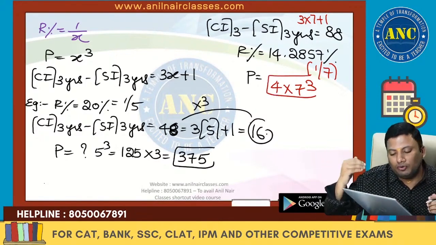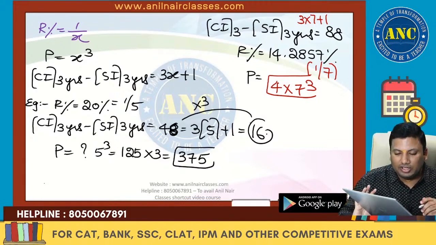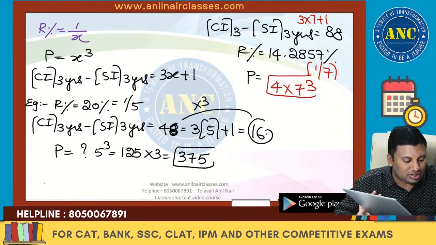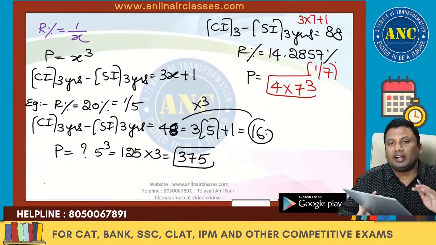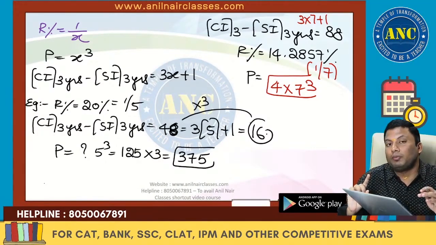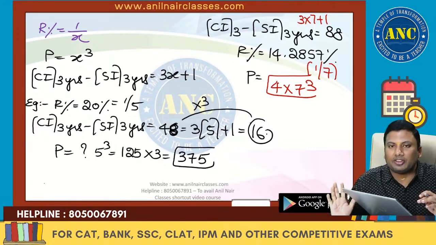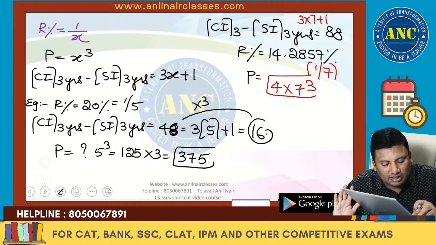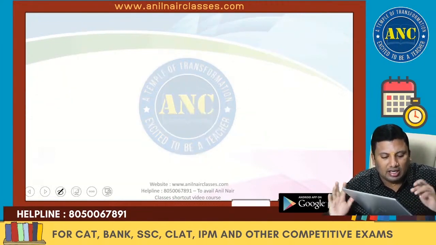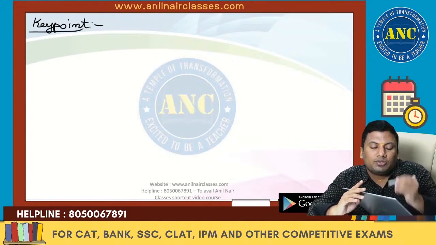You don't need to do first year, second year, third year like that. Once you know the concept, these are all very, very easy questions. I hope the idea is clear. CI for 2 minus SI for 2 we did, and CI for 3 minus SI for 3 we did. Now see here, sir. There is an important key point. After this slide we will solve problems.